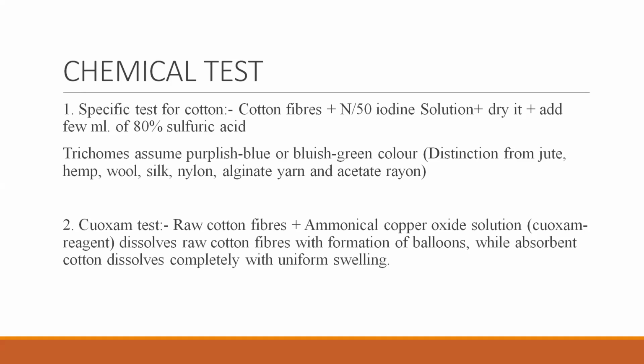Then there is the Cuam test. What is in this test? You have to take raw cotton fibers, then treat with the Cuam reagent. What is Cuam reagent? It is the ammoniacal copper oxide solution. It dissolves the raw cotton fiber with the formation of balloons. You will find a balloon-like shape, while absorbent cotton dissolves completely with uniform swelling. So this is basically the test to differentiate between absorbent cotton and raw cotton. Raw cotton will dissolve with the formation of balloons, while absorbent cotton dissolves completely with uniform swelling. There is no balloon-like formation in the absorbent cotton. So this is the second test.